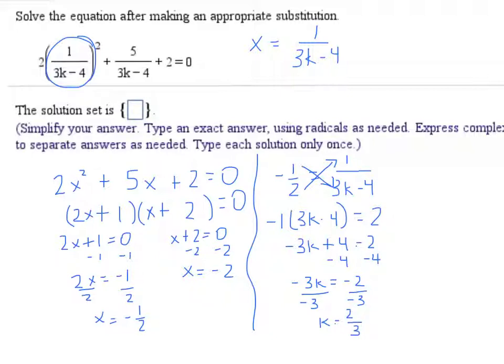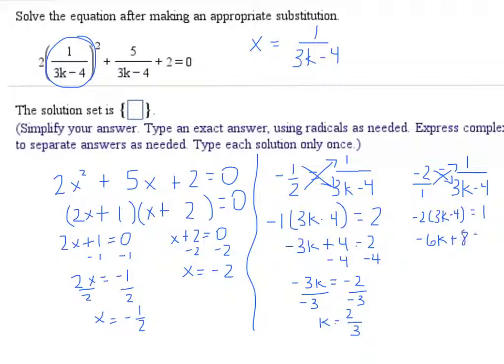And then I'll do the exact same thing, except my other x was equal to negative 2, so I set negative 2 equal to 1 over 3k minus 4, and I'll solve that one as well. And this time I'll just stick the negative 2 over 1 so I can do the proportion thing again, because that's the easiest way I know to multiply that and solve. So negative 2 times 3k minus 4 is equal to 1.